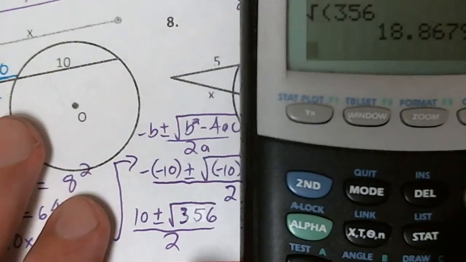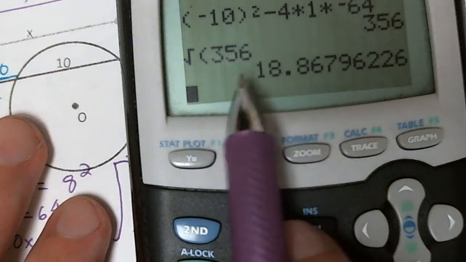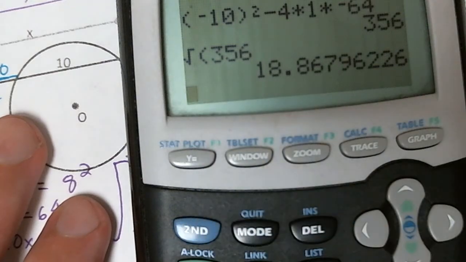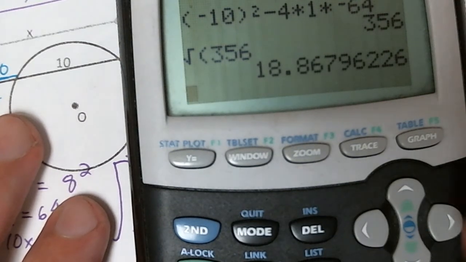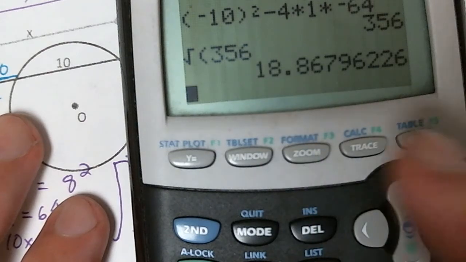Now, when I type this into my calculator, here's how I'm going to do it, guys. I'm not even going to round this number. I like to keep this stuff. Anytime you round early in a problem, it's always going to hurt you. Okay, it's going to make your answer less accurate. So if you can avoid that, it's always best to do that. So instead of just rounding this to say 18.9, let's keep this number.